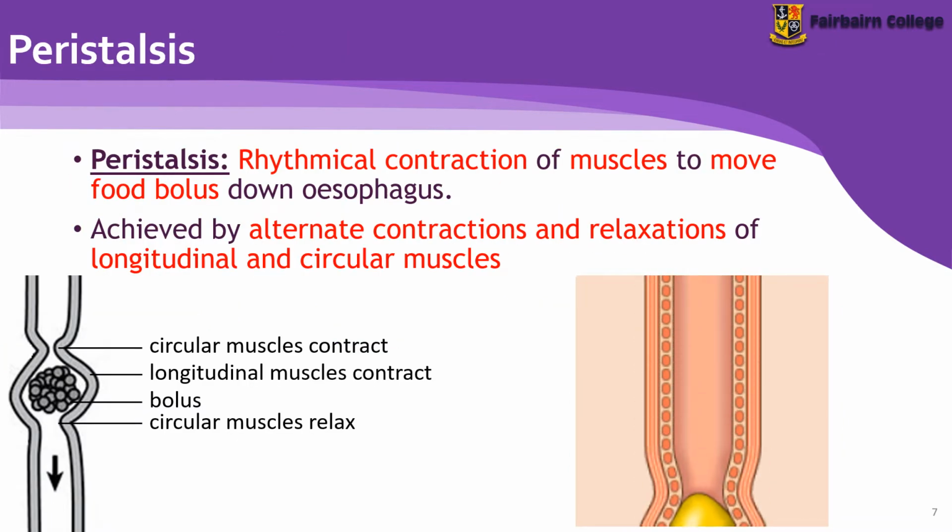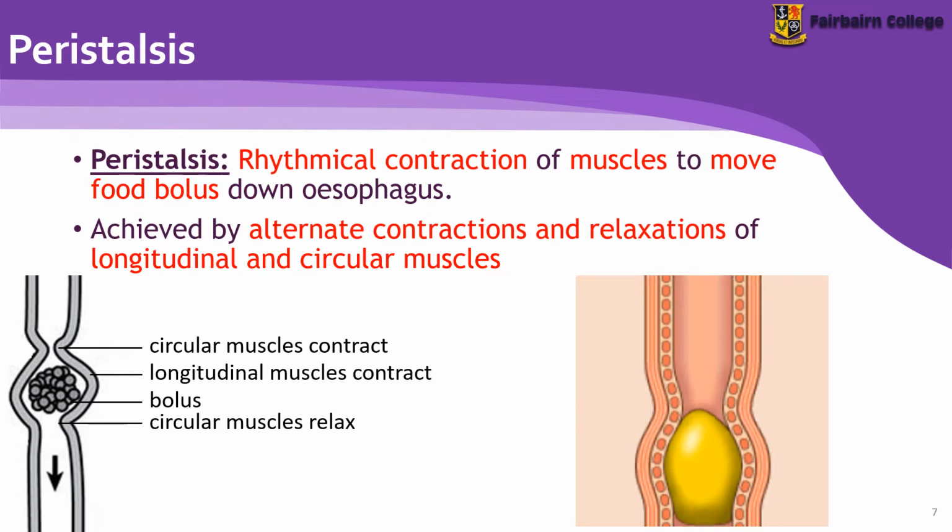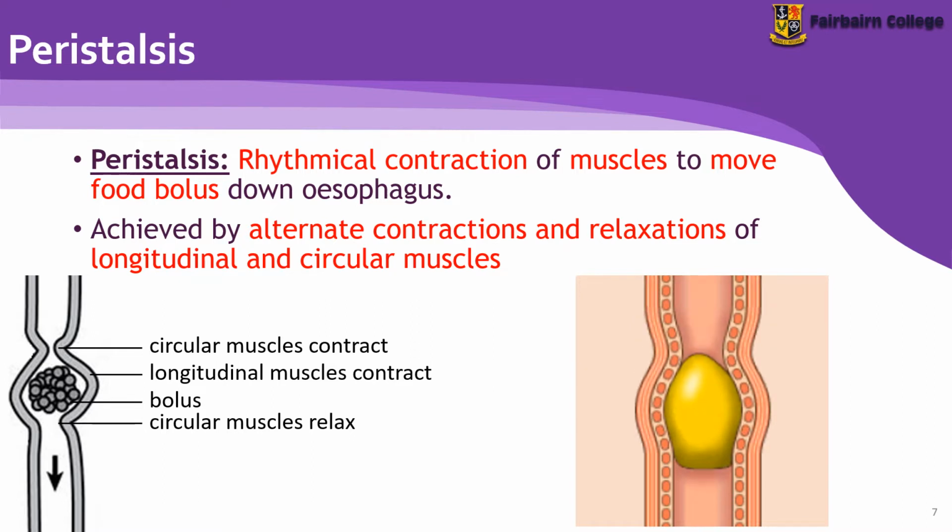As mentioned, peristalsis is the rhythmical contraction of muscles to move a food bolus down the esophagus. This is achieved by alternating contractions and relaxations of the muscles of the esophagus. There are two sets of muscles in the esophagus, the circular muscles and the longitudinal muscles.